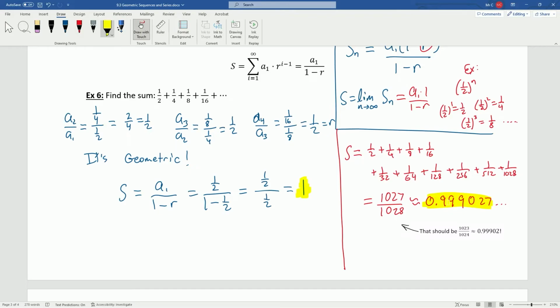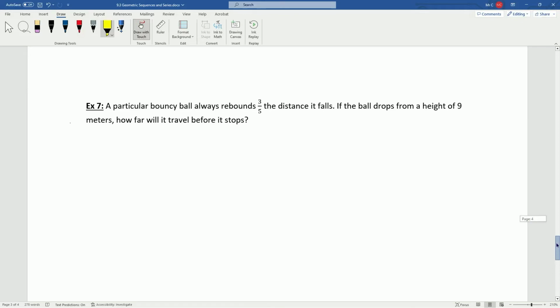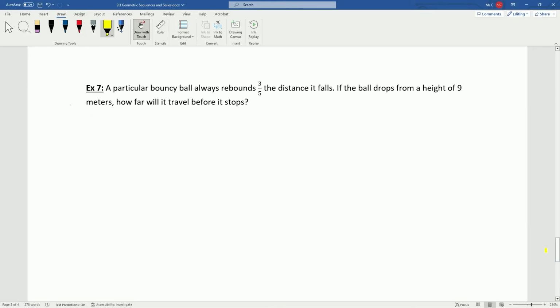So with that being said, let's move to this next problem. A particular bouncy ball always rebounds 3/5 of the distance that it falls. If the ball drops from a height of 9 meters, how far will it travel before it stops?